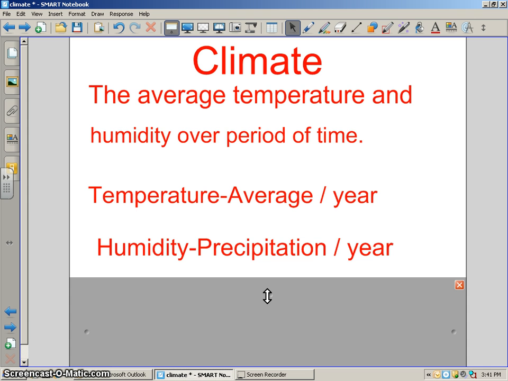So, there you go. Climate, the average temperature and humidity over a period of time. Temperature, the average temperature over a year. And the humidity, the amount of precipitation over a year.